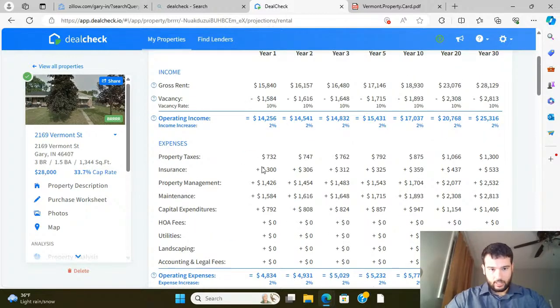Insurance. So we're seeing insurance about 300 annually, and then property taxes. I think we said property taxes were about 800. So 800 divided by 12, that's 66. Let's say 4 months takes you to be able to get this in ship shape. It's $266 for property taxes, and then insurance is the other thing.